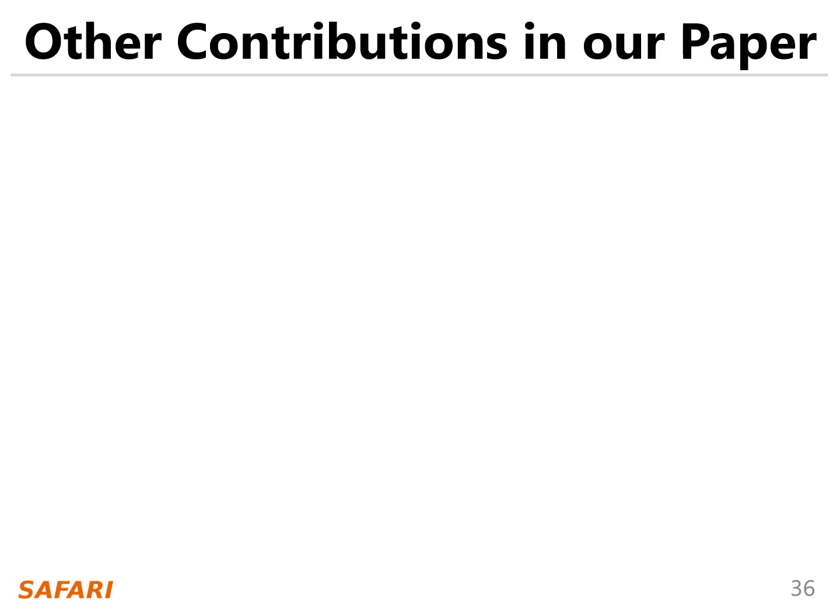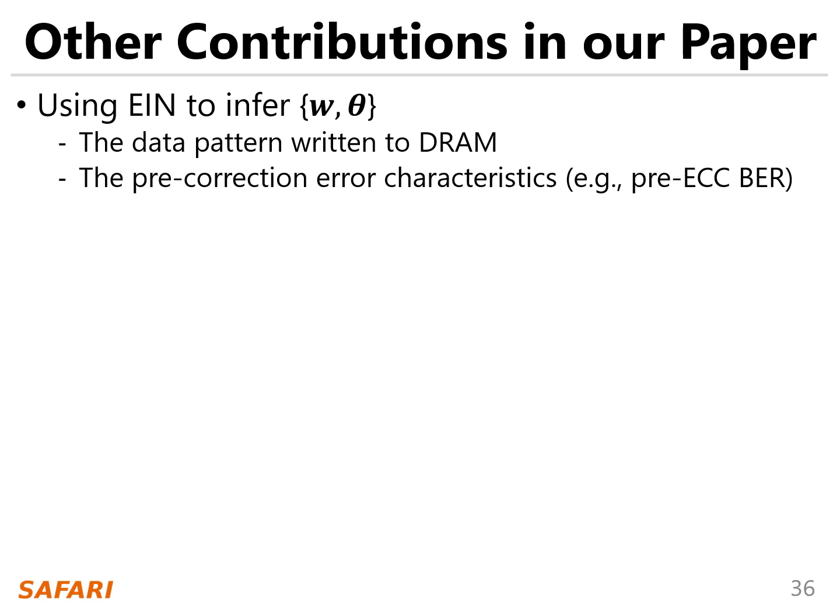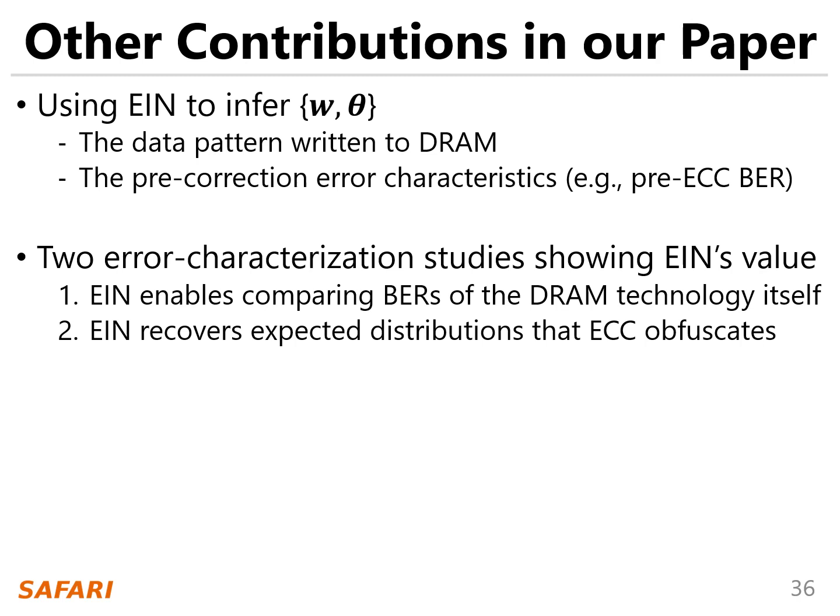So in the paper, we make many other contributions that I didn't have time to go into here, and I'm going to highlight some of the more interesting ones. We use EIN in the paper to infer the data pattern and the pre-correction error characteristics, in addition to just the ECC scheme as we showed in this talk. We also provide 2 error characterization studies that show EIN's value in practice. The first shows that EIN enables comparing bit error rates of the DRAM technology itself between the devices with on-die ECC and the devices without on-die ECC. And second, we show that EIN recovers expected distributions that ECC obfuscates. In the example in the paper, we show that it recovers a temperature versus error rate distribution.